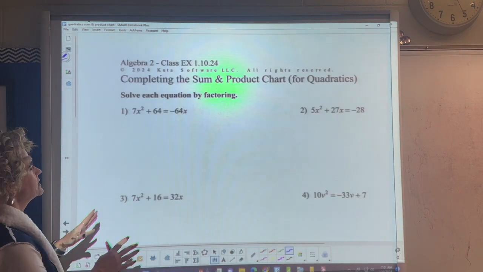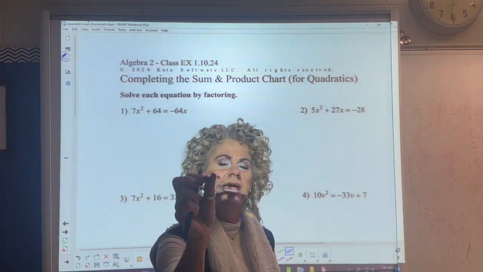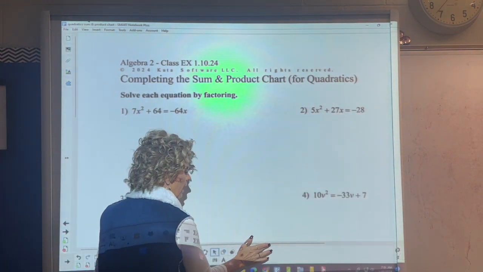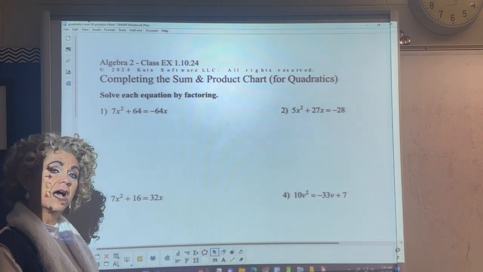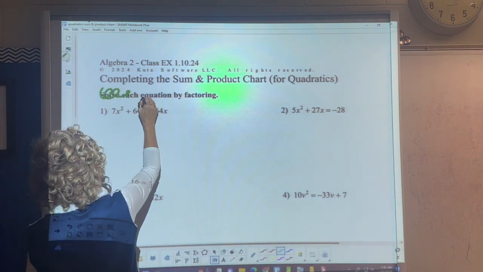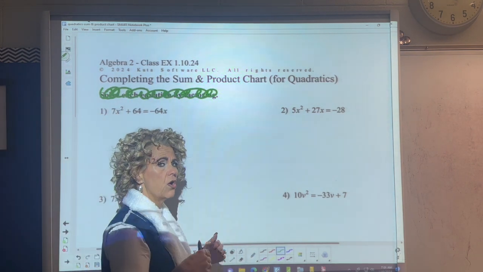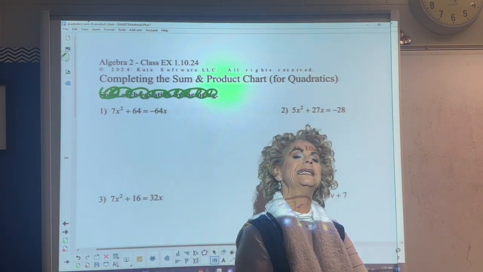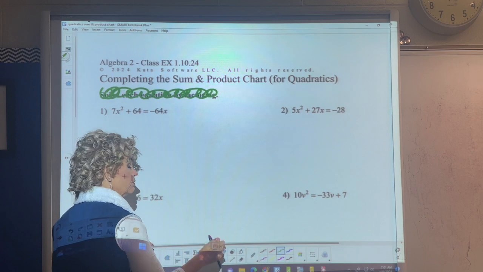Okay, so what I've done is I've just imported some things here. The difference between today and yesterday is that yesterday every single quadratic was already set up for you so you could automatically identify the sum and product. Today that's not the case. Do not pay any attention to these directions, because we're not going to solve. We are going to set up the sum and product chart, and then complete it.